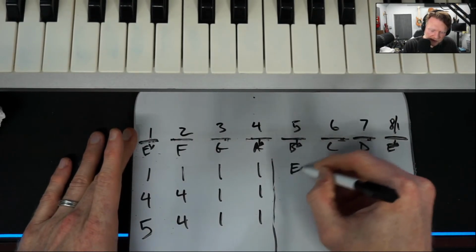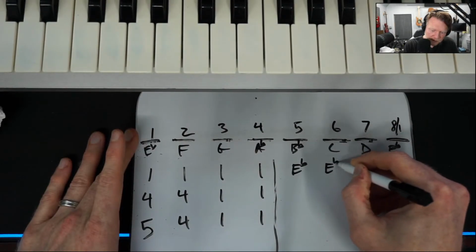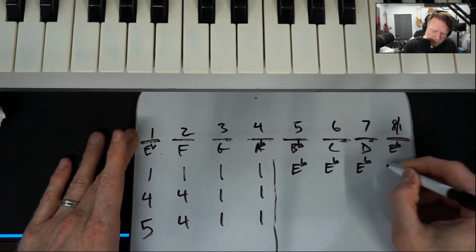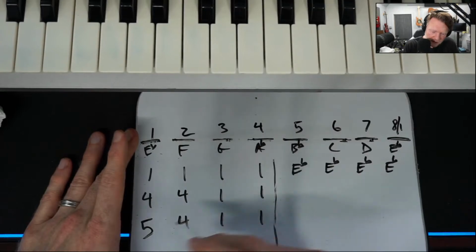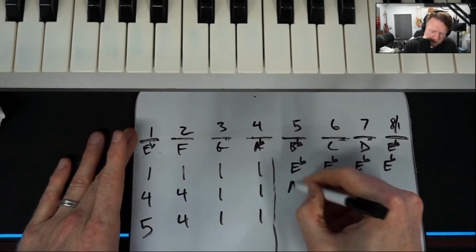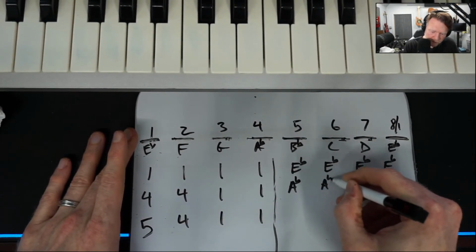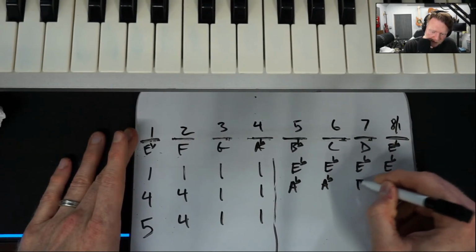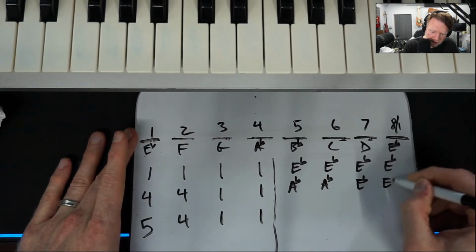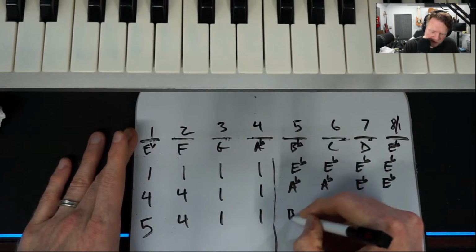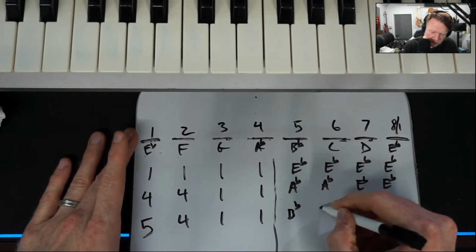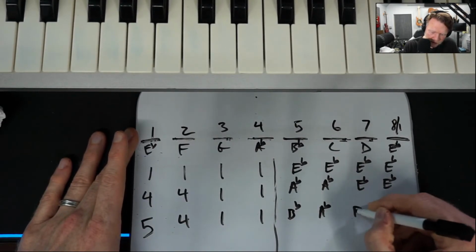We've got E flat for a 1, and then we have our 4, which is A flat, and back to our 1, and our 5, which is B flat, 4, A flat, and our 1.